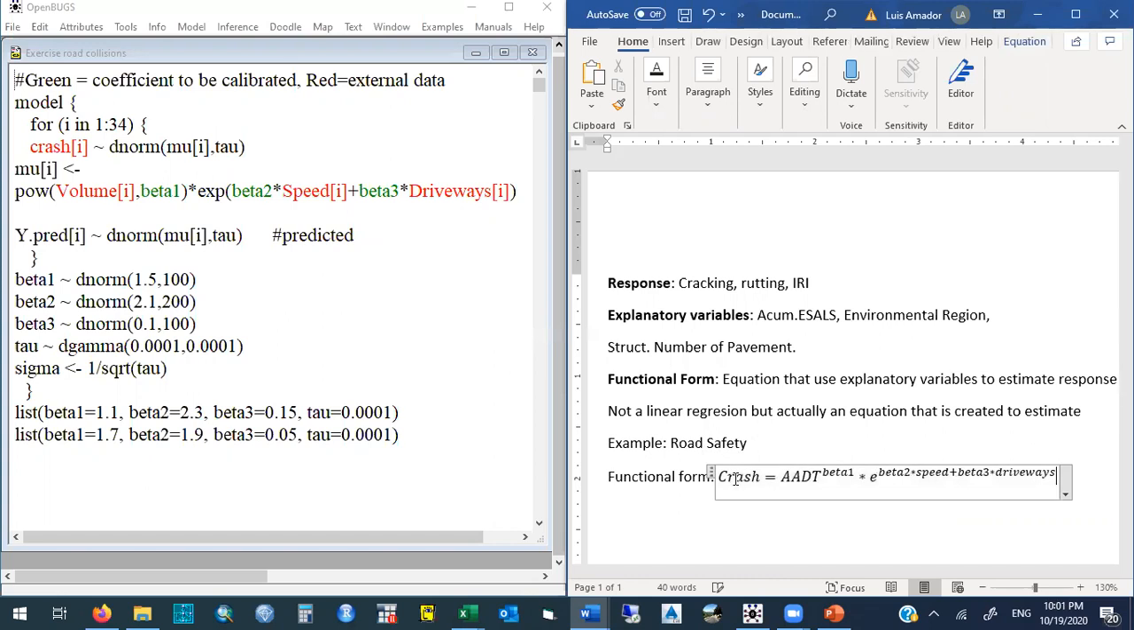This is a very simple one. This is why I'm using this as an example, because if I put the one for cracking or rutting, it has equations inside other equations inside other equations. So it's a little more complicated. I want to start with something simple so you understand what's happening. The beta 1, beta 2, and beta 3 are all stochastic nodes. That means they are random, but they have a mean value and they have a standard deviation and they have a 95% confidence interval.